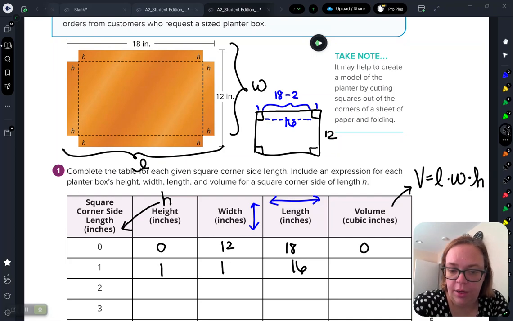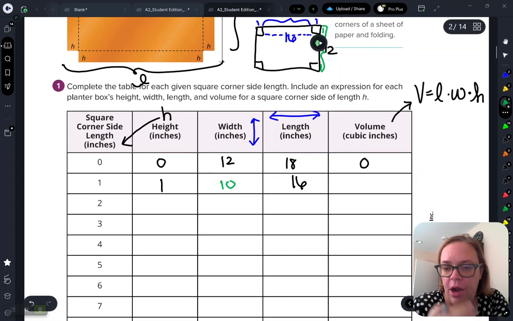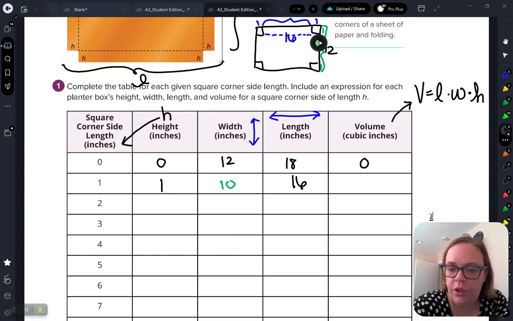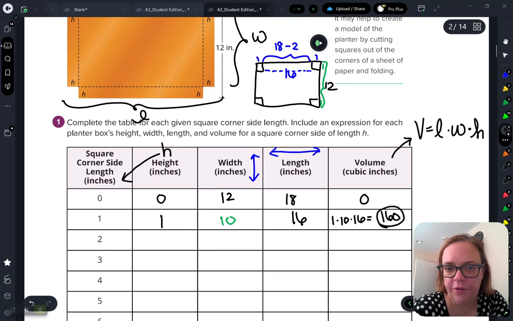The height is 1. The width is going this way. It's still 1 inch and 1 inch, so we're going to take 1 and 1 and we're going to cut it off from the 12, and that gives us 10. All right, now we have a volume that we can actually compute. Okay, we are going to do 1 times 10 times 16, which is 160. All right, let's do one more row, and then I'm going to have you do the rest of the rows yourself.